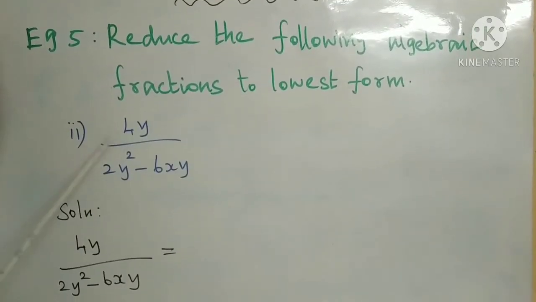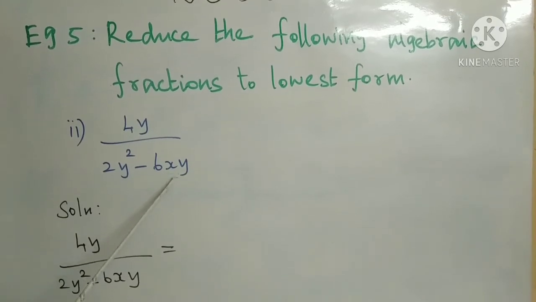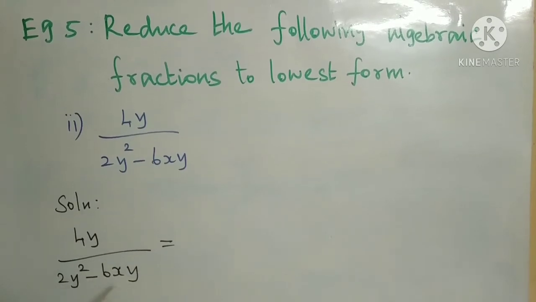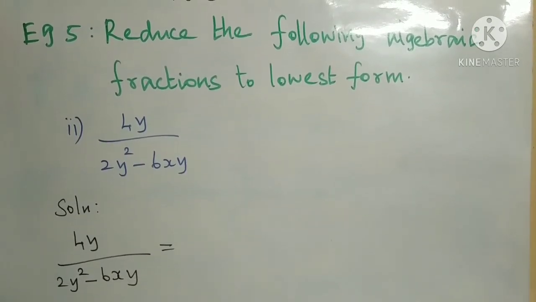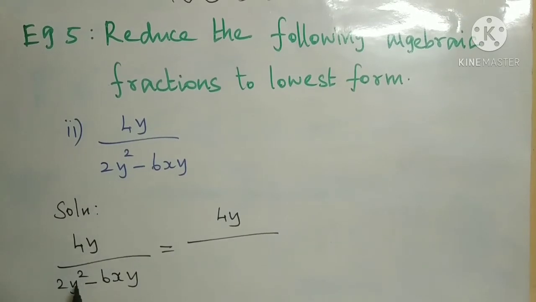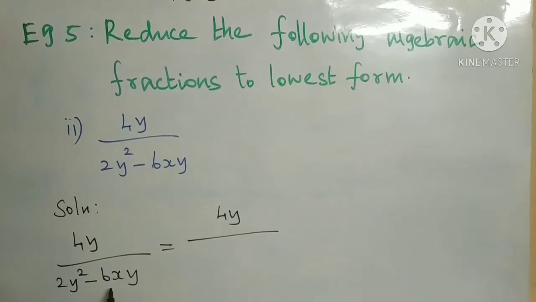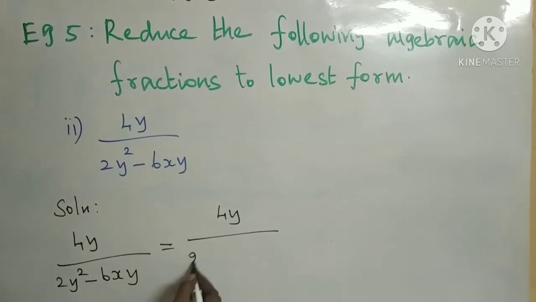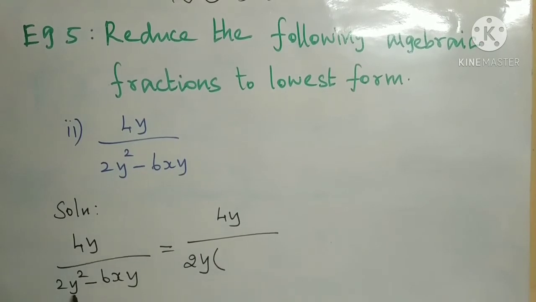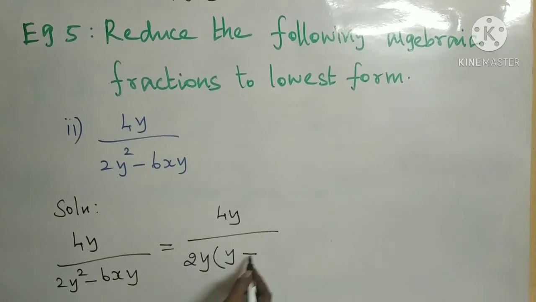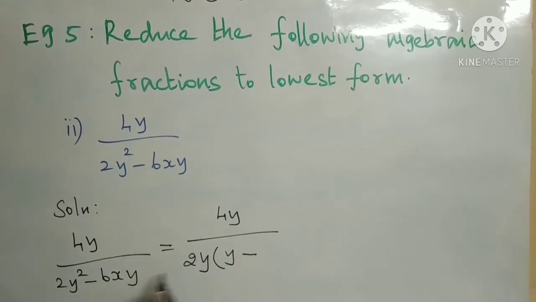Next, second subdivision, 4y by 2y square minus 6xy. So we need to reduce to lowest form. So first we have to factorize the denominator. Here in the numerator 4y is given. In the denominator, how do you factorize this denominator? Here what is the common factor among these two terms? We can take 2y as common. So what is the remaining term from the first term? 2y into y. In the second term, 2y into 3x.